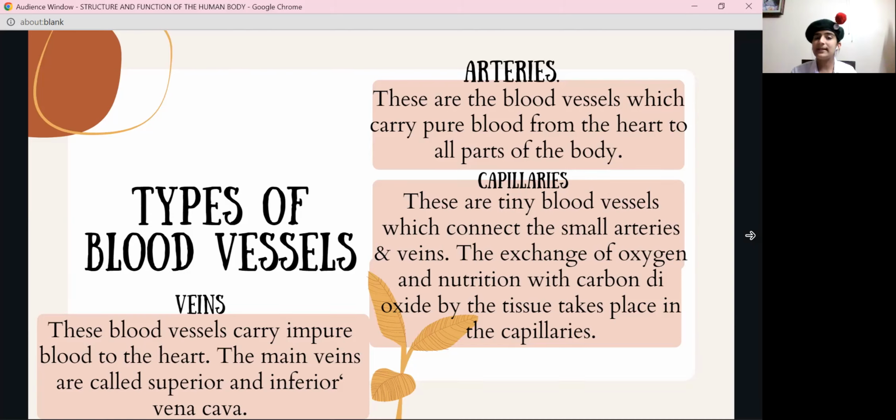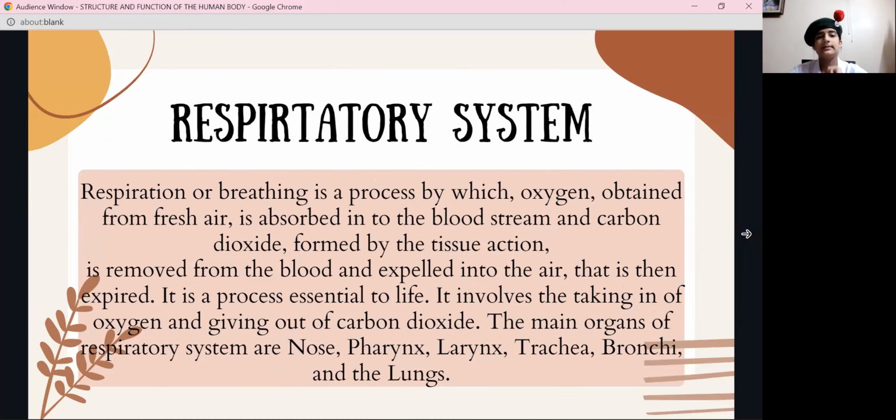Capillaries are the tiny blood vessels which connect the small arteries and veins. The exchange of oxygen and nutrition with carbon dioxide by the tissue takes place in the capillaries. Then veins. These blood vessels carry impure blood to the heart. The main veins are called superior and inferior vena cava. Then the next system we are going to talk about is the respiratory system.